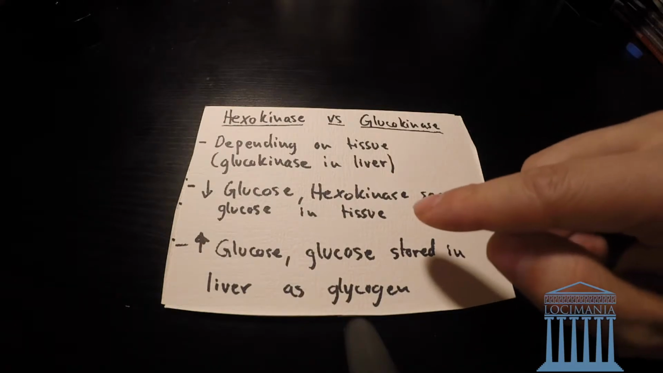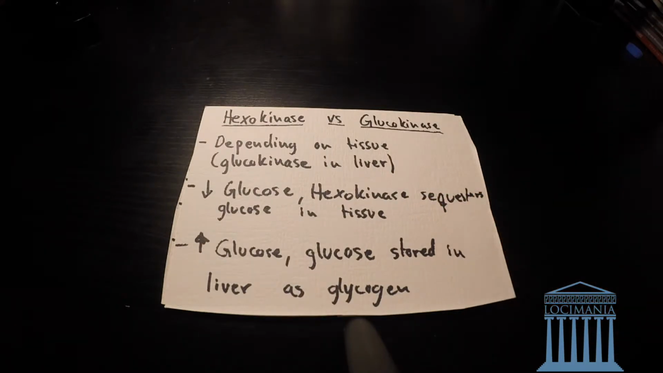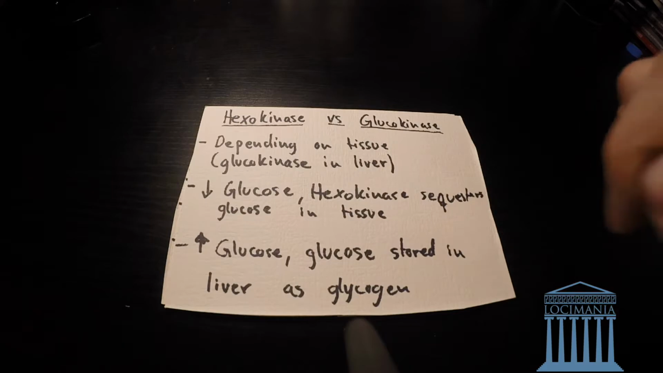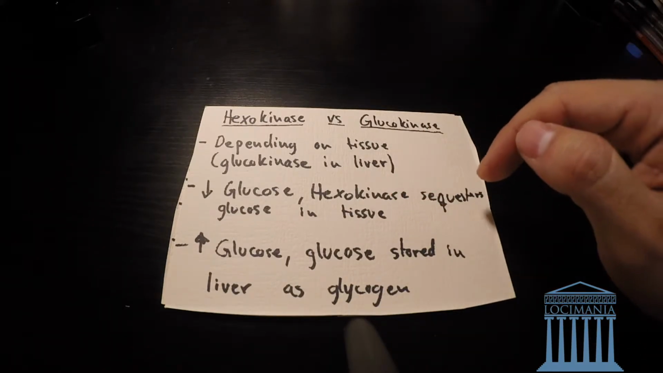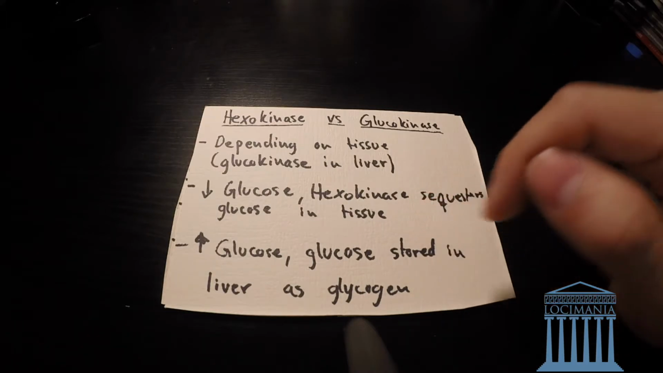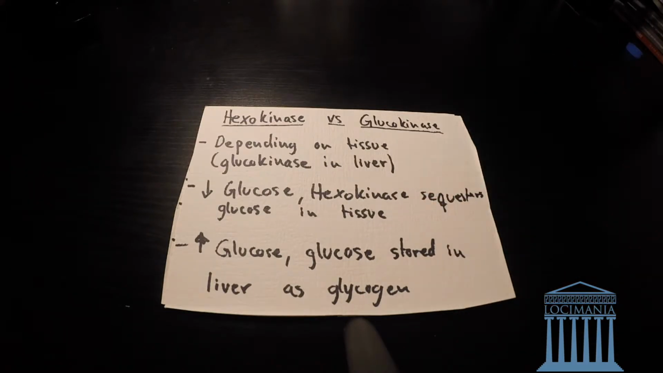Alright, decreased glucose, we have hexokinase that sequesters glucose in the tissue. So when we have decreased glucose, no insulin, we have hexokinase that sequesters glucose in the tissue. With increased glucose, glucose is stored in liver as glycogen.